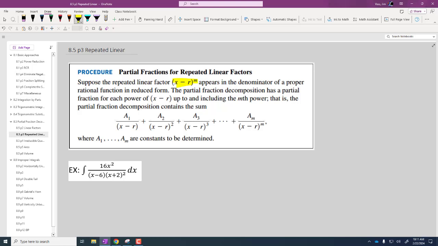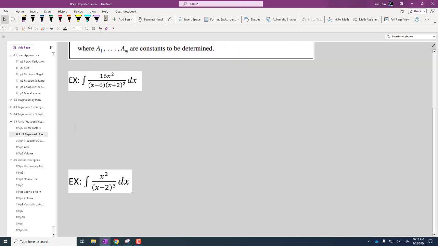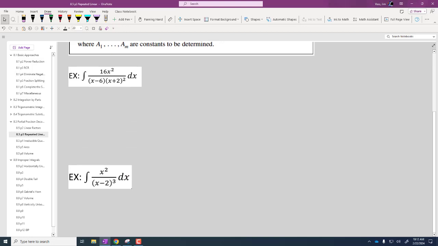Right? Odd multiplicity goes through the x-axis. Even multiplicity just bounces. Okay, so looking at this first example here, we see that we have a repeated 0. So this is already factored for us. We have a factor of x minus 6, and we have a repeated factor of x plus 2.